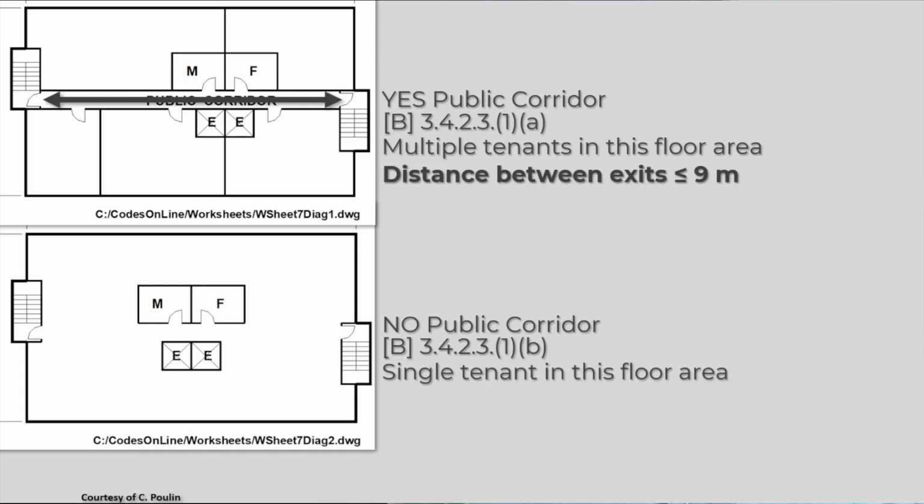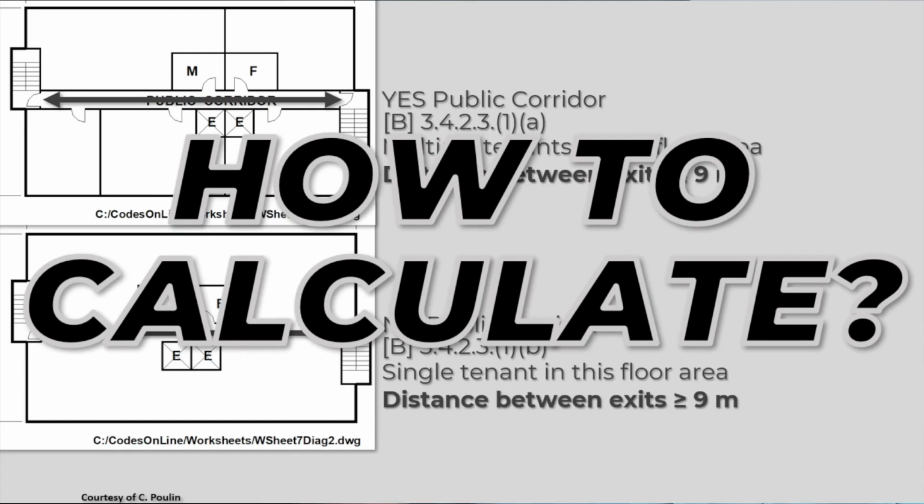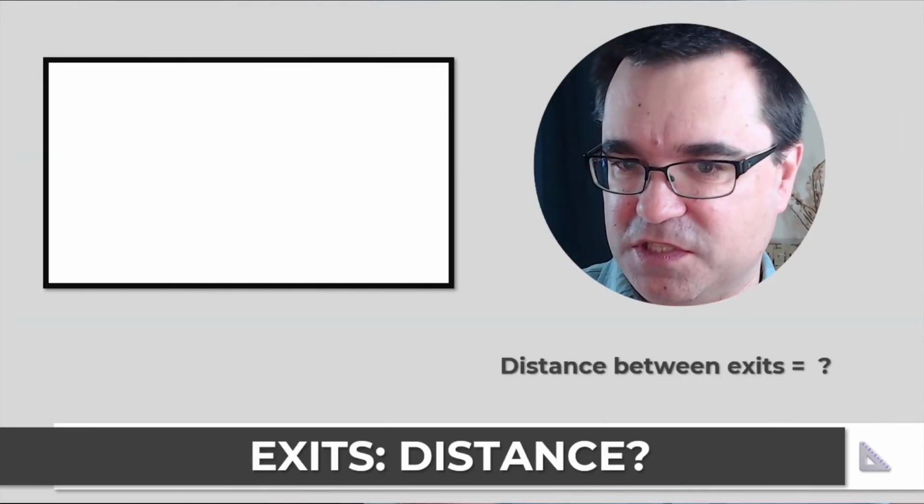So if there are multiple tenants, the distance between two exits cannot be more than 9 meters. If there's only a single tenant, the distance between exits cannot be less than 9 meters. So how do we calculate this? Because I admit it's not super obvious, okay?